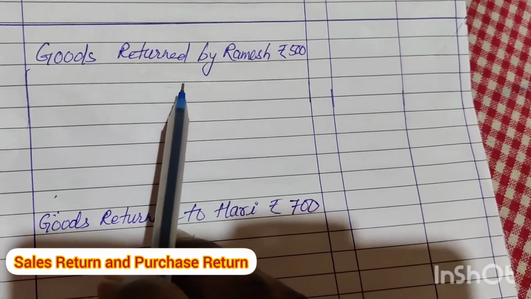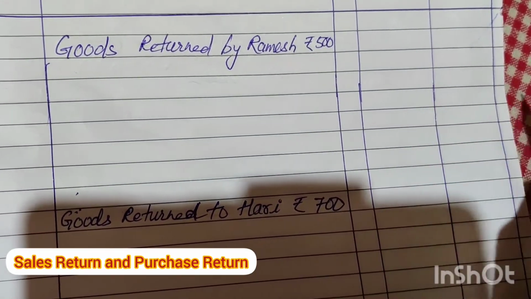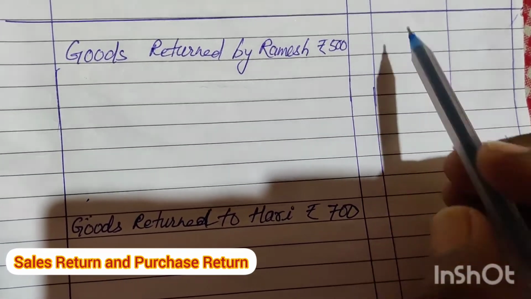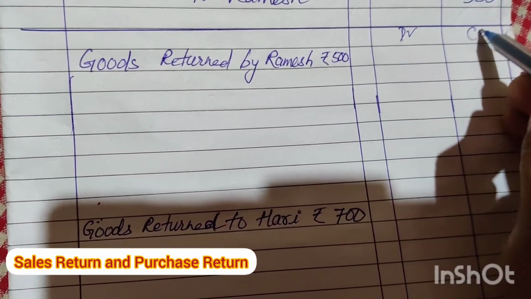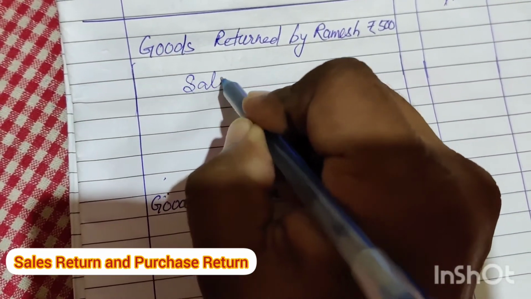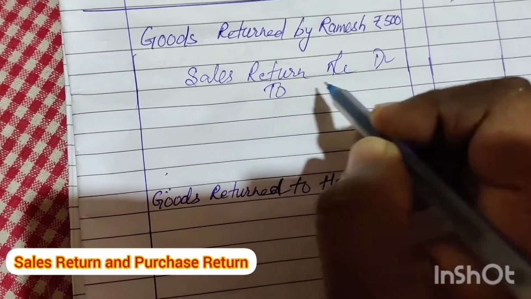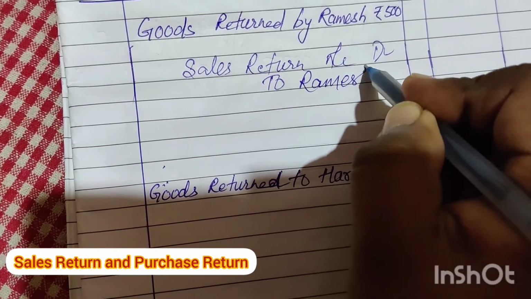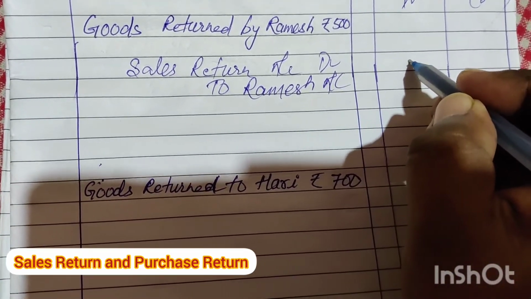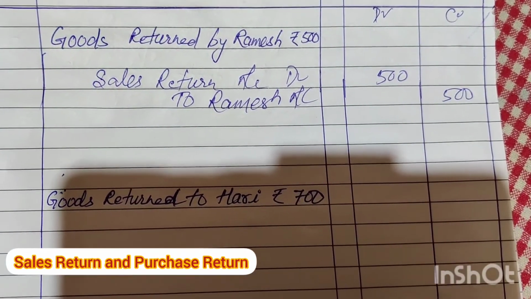Now we'll go to the practical of journal entries. Let's see the entry for goods returned by Ramesh. Ramesh is a customer. The customer has returned the goods. So let's pass the journal entry. Sales return account debited to Ramesh account, 500. So this is the goods returned by Ramesh entry.